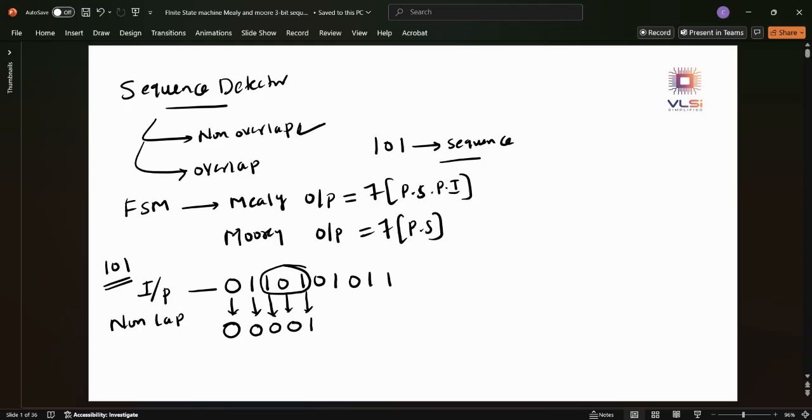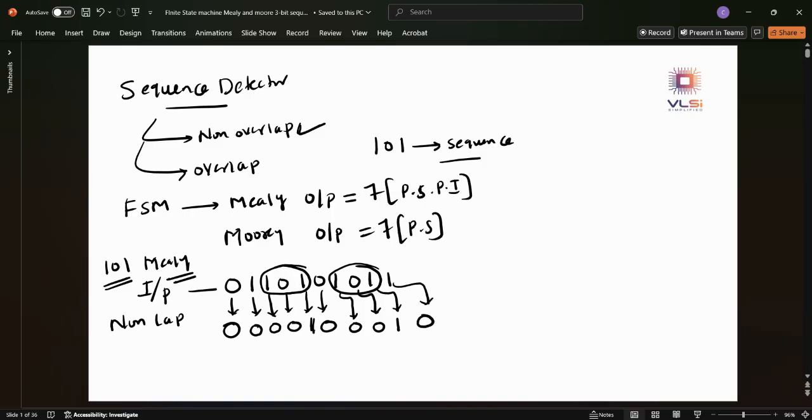In non-overlapping, after getting the sequence, it will start from the initial state. This is what we are designing using the Mealy machine. So here it is 0, 0, 0, and here you got the sequence, so the output becomes 1. Again, it will start from the initial state, that is output equal to 0, output equal to 0. So this is the Mealy non-overlapping sequence.